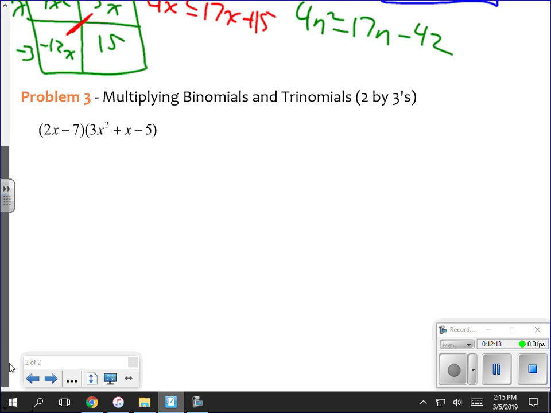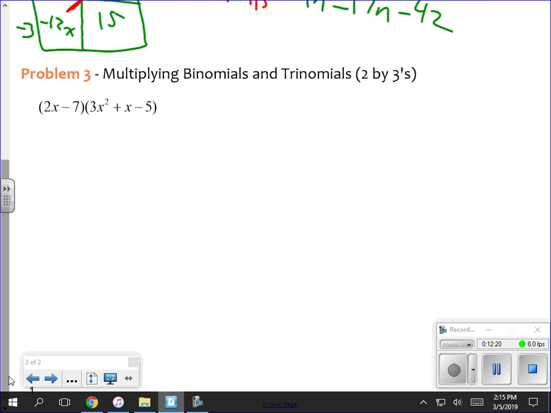Now, the last problem, and this is the one that's just like what you're going to do on your skills test in a minute. Multiplying a 2 by 3. I can't FOIL, because to FOIL, you only can have 2 terms and 2 terms. I have 2 ways of doing this.